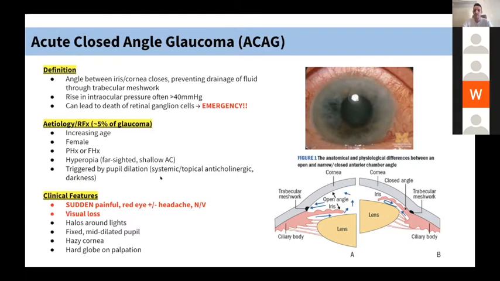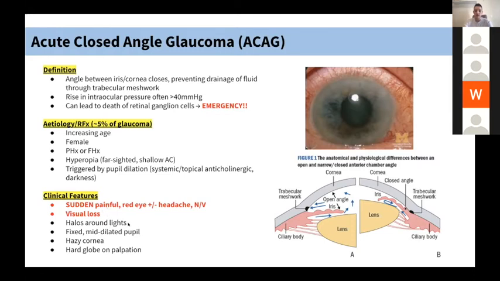And if for whatever reason you've had any sort of pupil dilation, so if you've had any anticholinergic agents. This is why, if you're suspecting ACAG, you don't want to dilate their pupil, which you often do in an ophthalmology exam. So definitely don't dilate the pupil. And darkness as well, so if you're in like a dark movie theater or something like that.